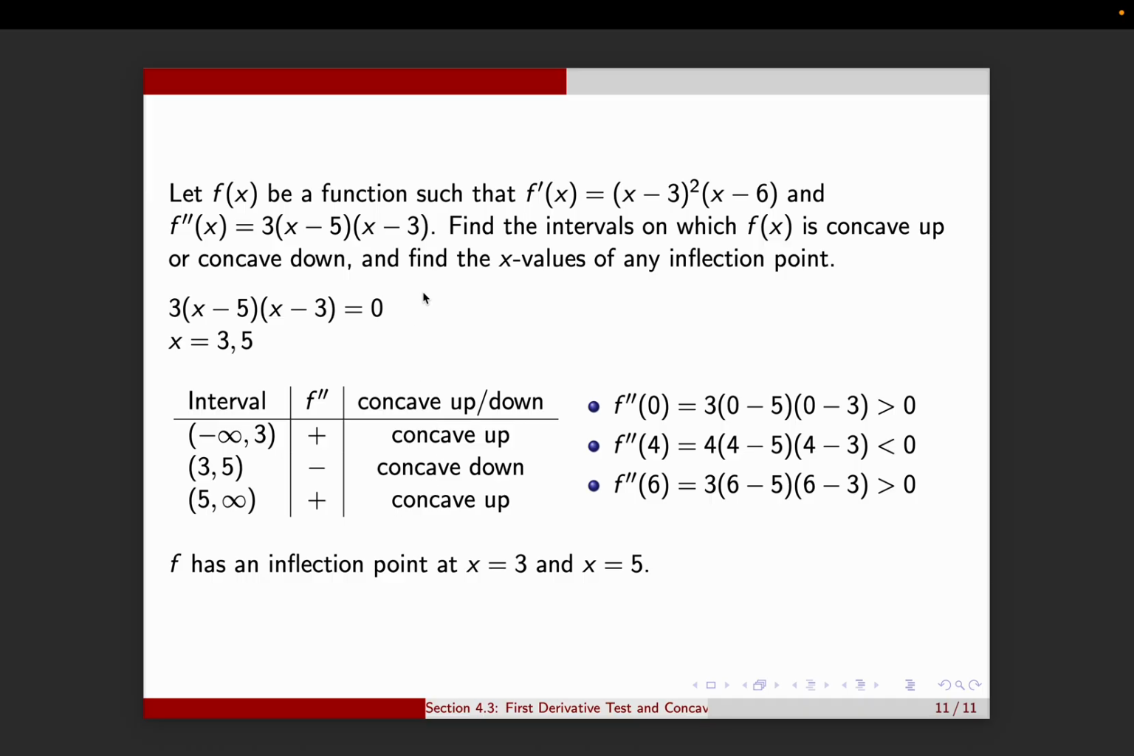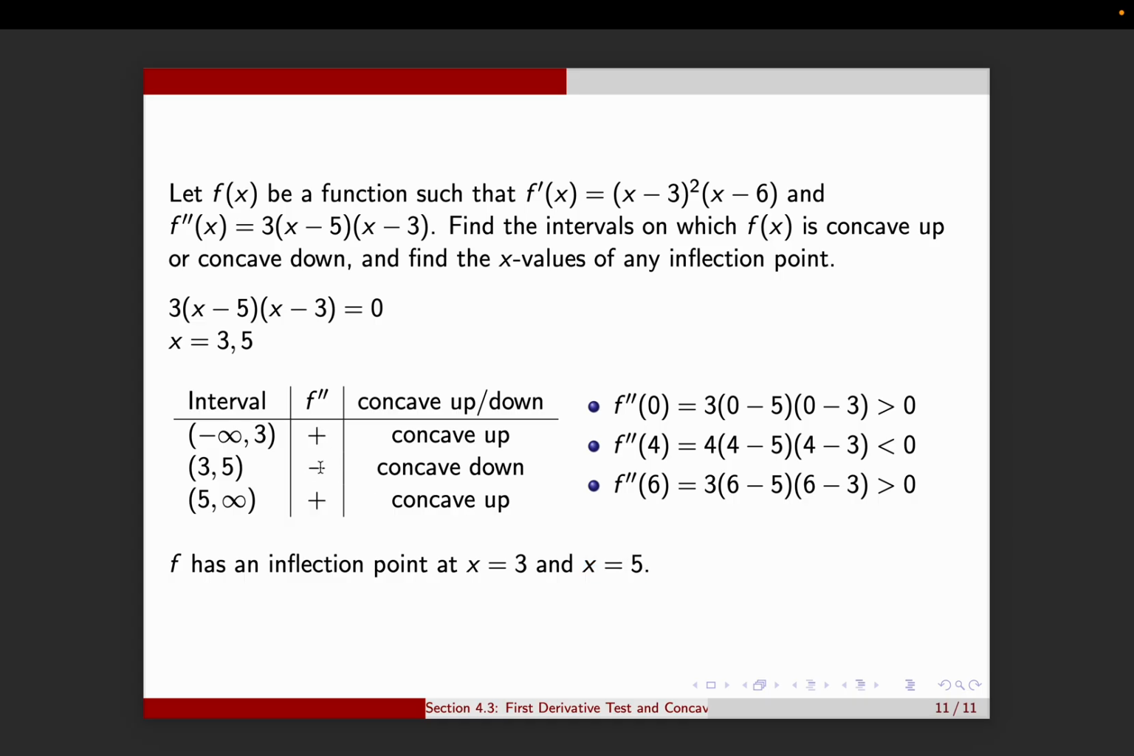If you were to ask a calculator to graph f, whatever f is, you would see that it's like smiling at you most of the time. Between negative infinity and 3 it's smiling. Then it's unhappy for a short time between 3 and 5. And then it switches back to being happy. So anytime it switches, happy to sad or vice versa, you have an inflection point. So there's an inflection point at x equals 3 and also at x equals 5 because of the switches here.